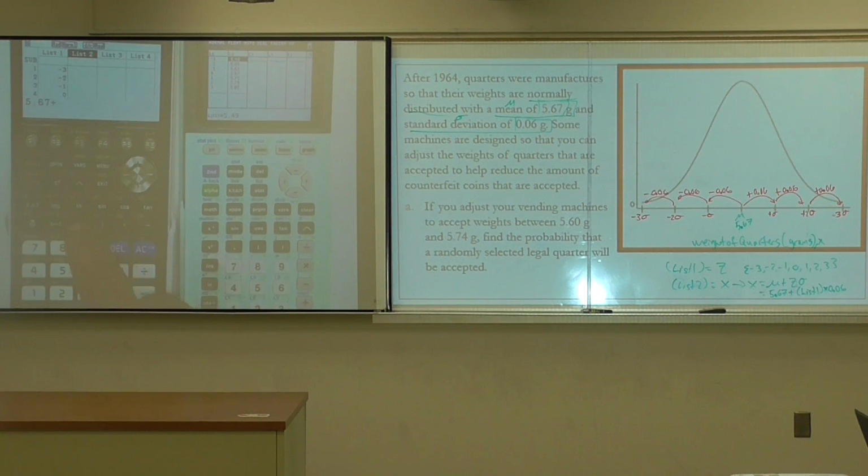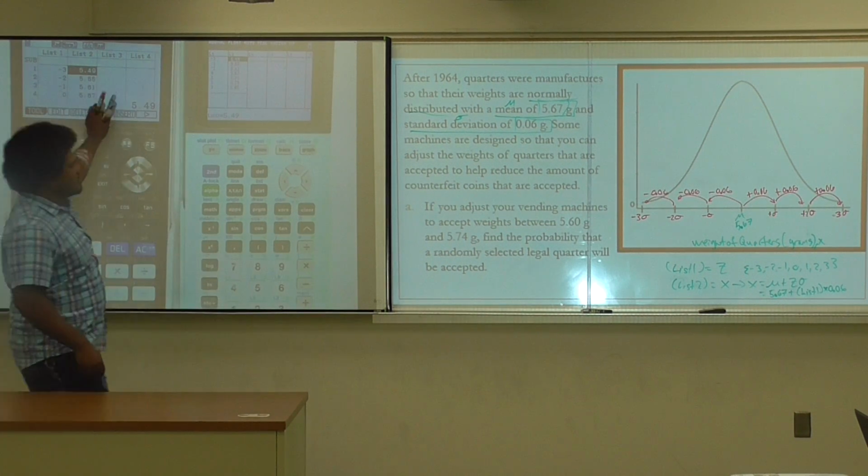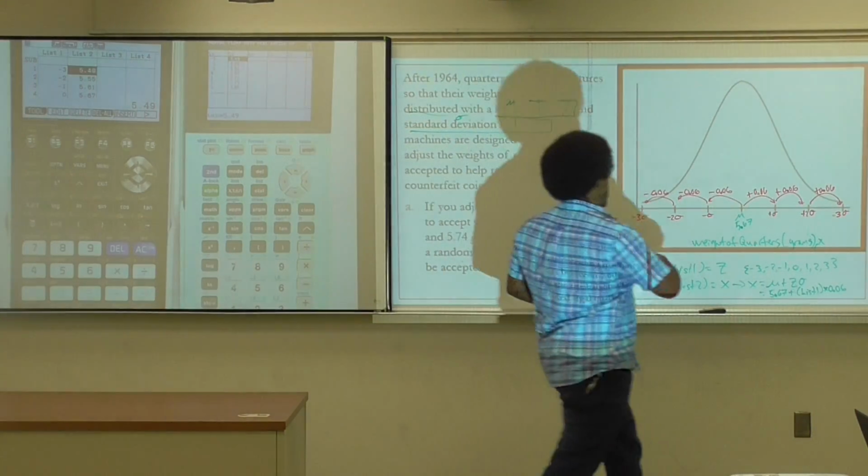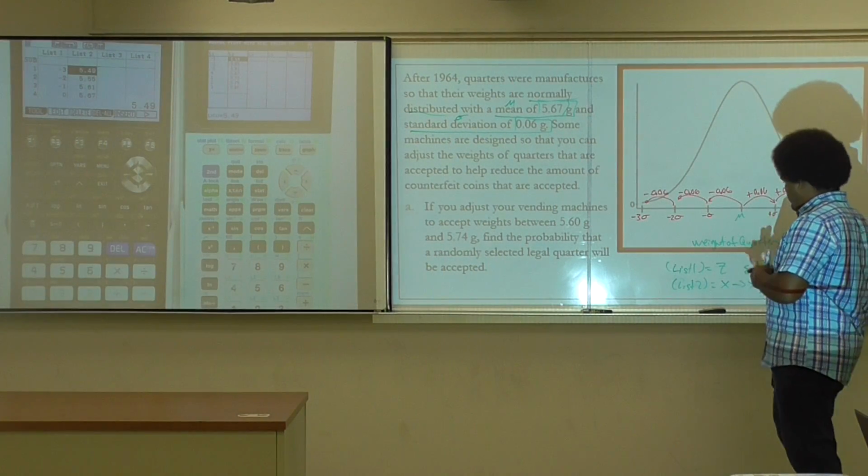Plus list 1, so parentheses, shift 1, and then 1, close the parentheses, and then times 0.06. Now when I enter it, we're getting the same results. Since this screen is bigger, I'm going to use this one to make it easier for me to see. Let me make this a little nicer.